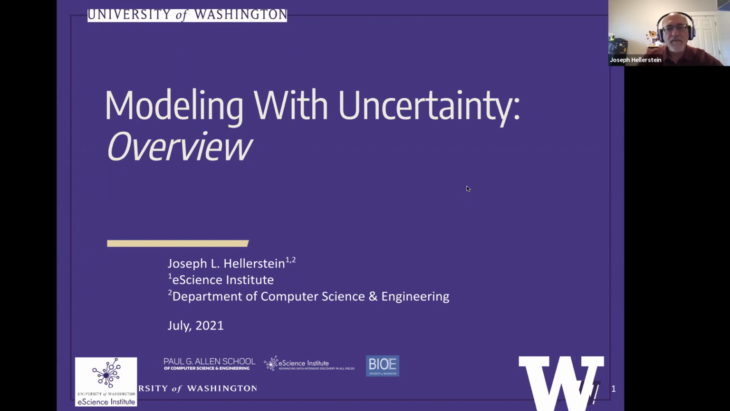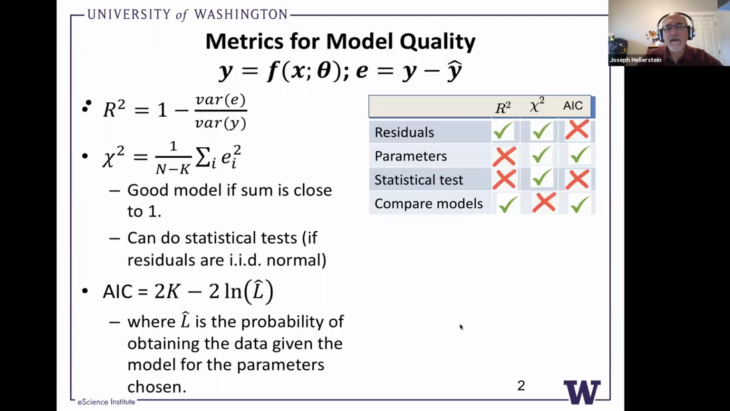Okay, so let's go on with the uncertainty. This is the first part about metrics for evaluating the quality of your model. There are a few, and I assume that many of you have encountered these before. The first one is what's called a non-parametric metric, in that it doesn't require really any prior knowledge of distributions, so it has that generality associated with it. It is R squared.